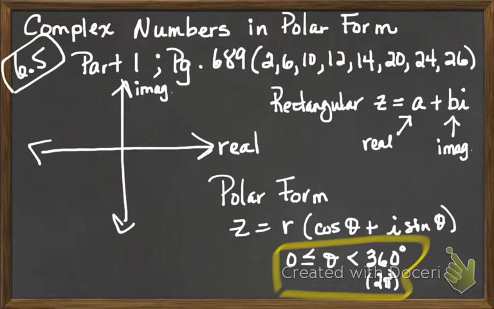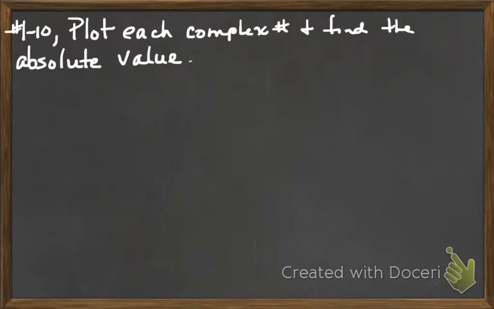So we've got our real number line, we've got our imaginary number line, we've got numbers that can be written in rectangular form. They are in the form a plus bi. Polar form is a little bit more complicated. Z equals r(cosine theta plus i sine theta). And in polar form, we do have stipulations on our theta. It cannot be a negative angle. It must be something between 0 and 360. So let's look at number 2.